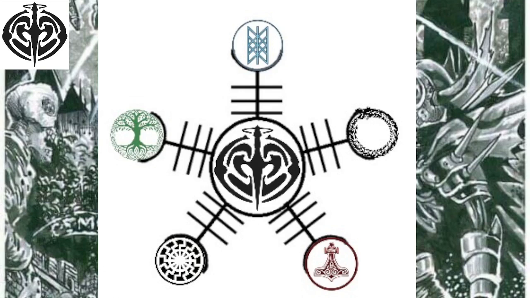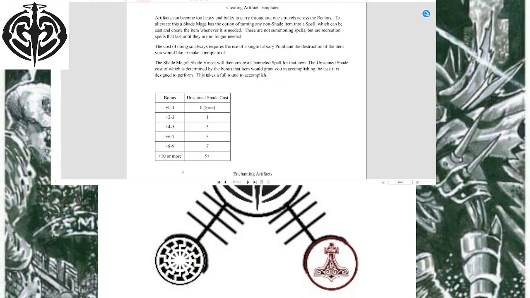So today we're going to go back to artifacts. We're going to go back to what it means to have an artifact spell and how to take an artifact that has been enchanted and then turn it into a spell. Let's go back to the core set, creating artifact templates. We've gone through this before, but we didn't take a look at the chart below where you have the bonuses and the unstained shade costs added to it.